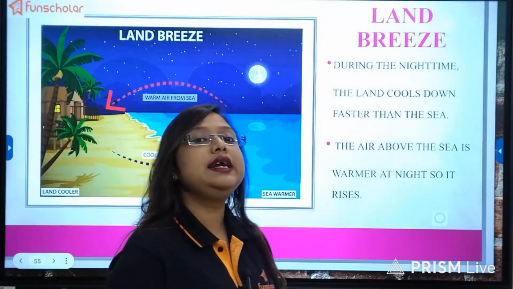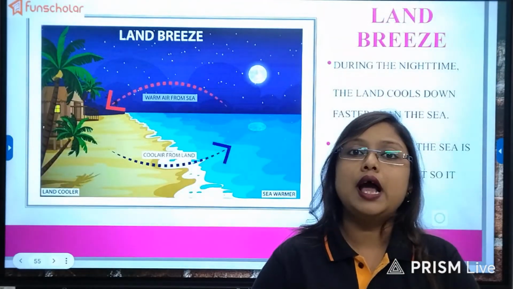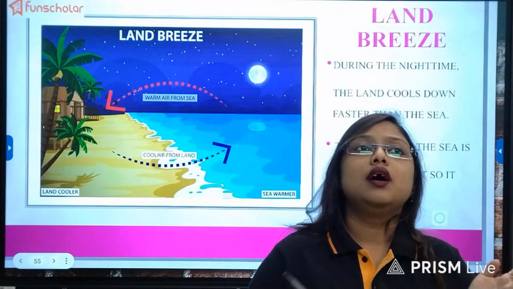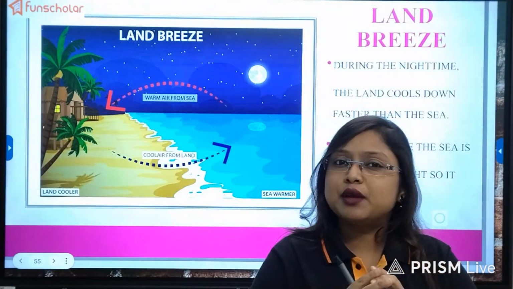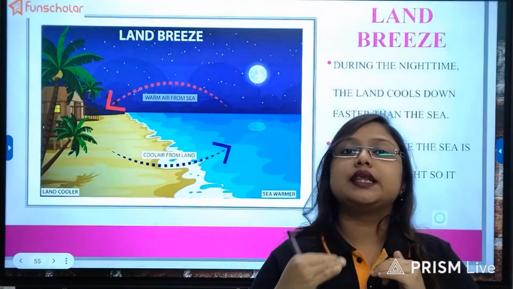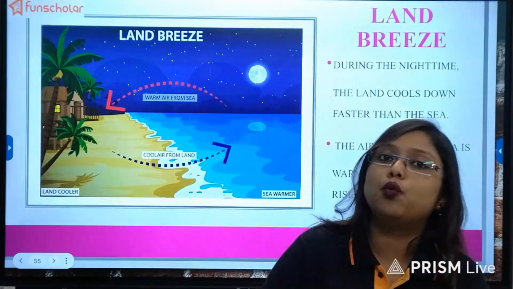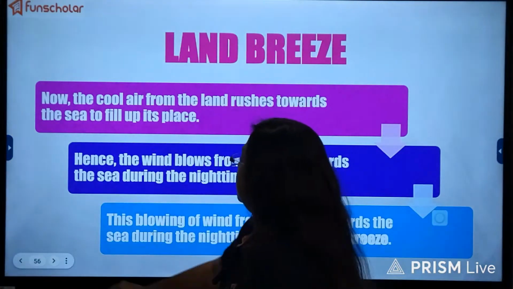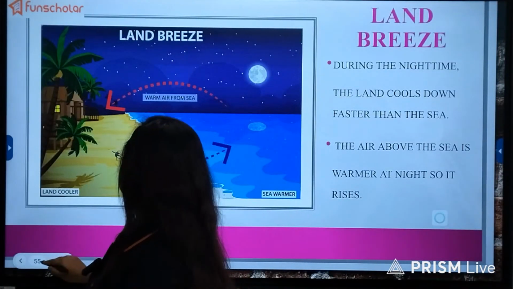Now, in case of night time, the land surface, the terrestrial surface, has already cooled down, and the sea water is warmer at that time, because it takes more time than the land surface to cool down. So here the warmer air is coming from the sea and the cooler air from the land.